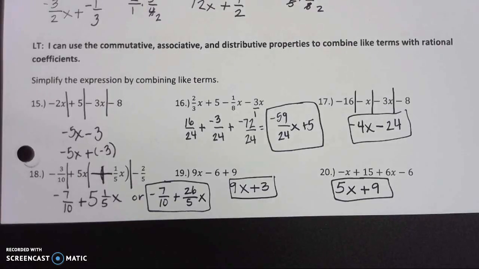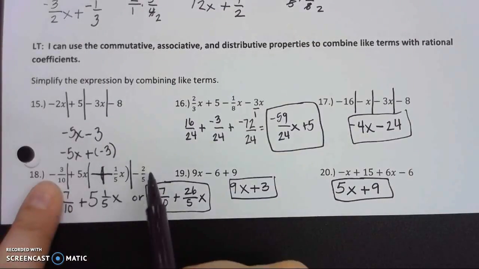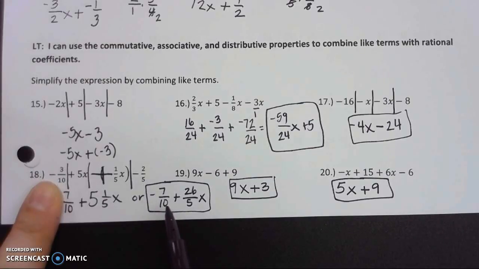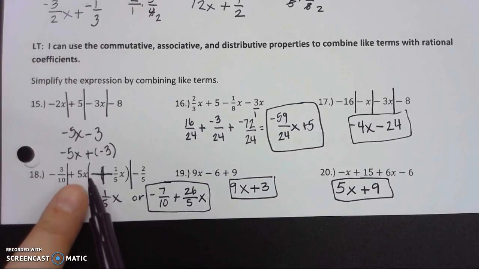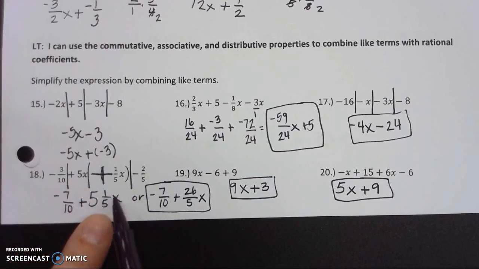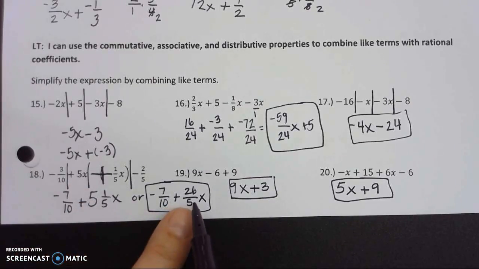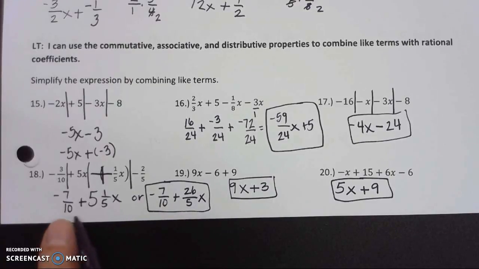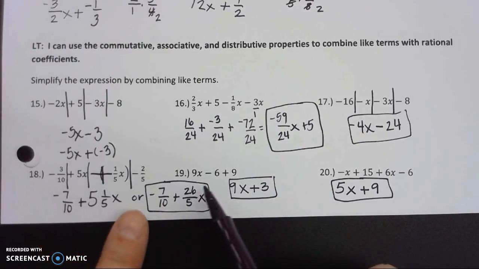Okay, so now that you have completed those problems, let's take a look at those. Number 17 would be negative 4x minus 24. Number 18 was a hard one. You would put together your negative 3/10 and negative 2/5, and we would get negative 7/10. 5x minus negative 1/5 x actually gives us 5 1/5 x, which is 26/5 x. If you had this as your answer, that's fine too. Number 19 would be 9x plus 3, and 20 would be 5x plus 9.